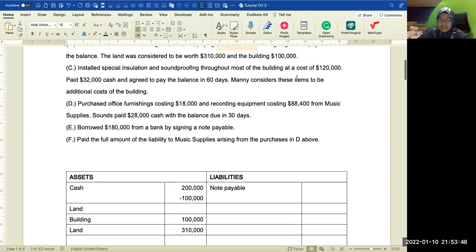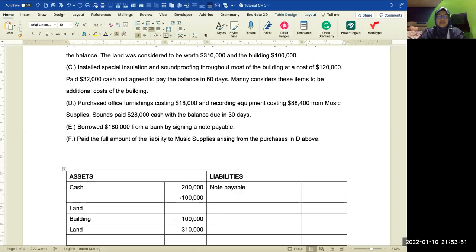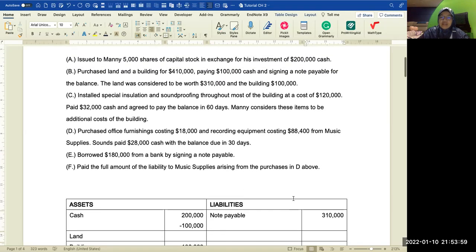Note payable. Yes. 310 in the form of note payable. You get? Understand? Yes, now I got it. It's a bit confusing.